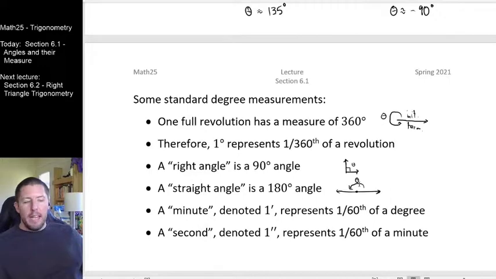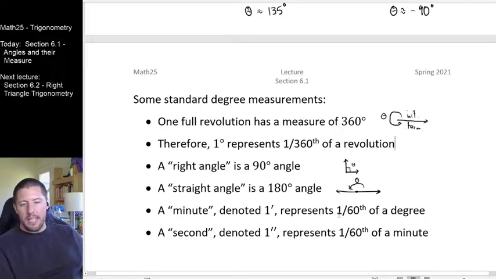Some other things, a little bit less important here. Minutes and seconds are breakdowns of a degree. So 1 minute is 1/60th of a degree, just like a minute is 1/60th of an hour. And then 1 second is 1/60th of a minute, which actually identically matches how we measure time. And those two things are made to match on purpose.